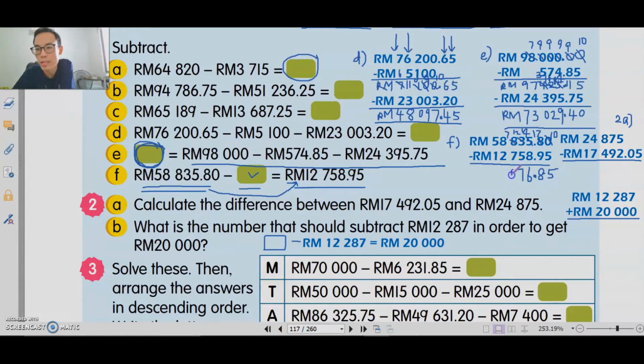7 minus 7 is 0. 8 minus 2 is 6. 5 minus 1 is 4. RM, remember.